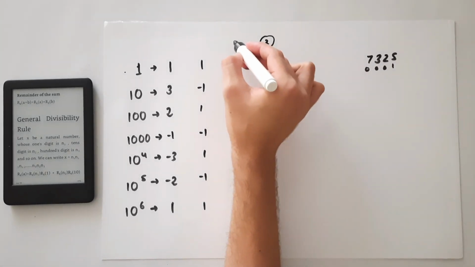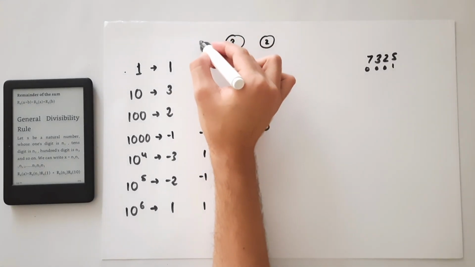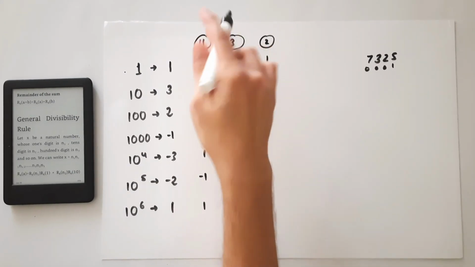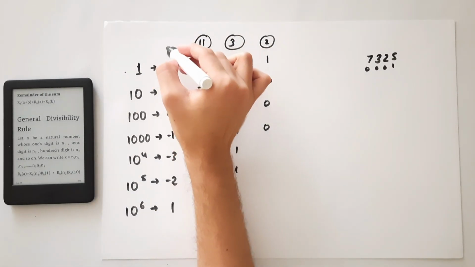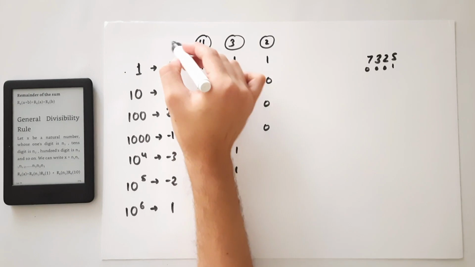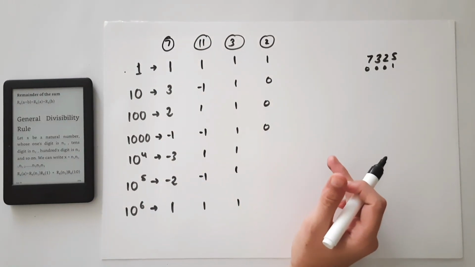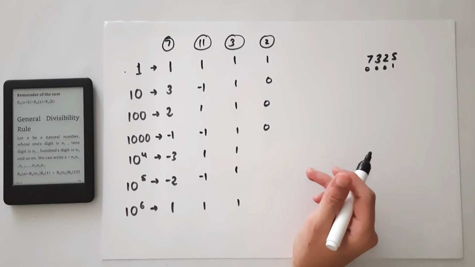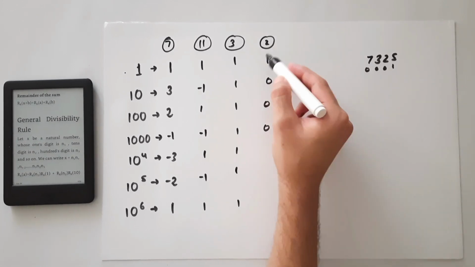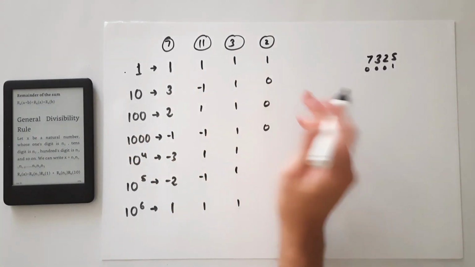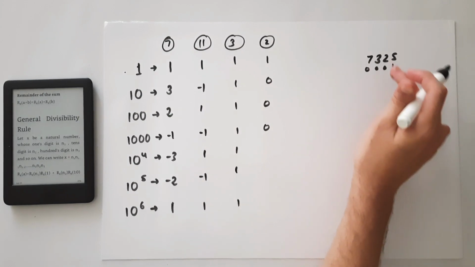For 2, the multipliers will be this. For 3, the multipliers will be this. For 11, the multipliers will be some other numbers. And for 7, these are the multipliers in the case of 7. So I have made a complete list of the multipliers. But the thing is that you just have these multipliers and you can apply the rule for one digit.